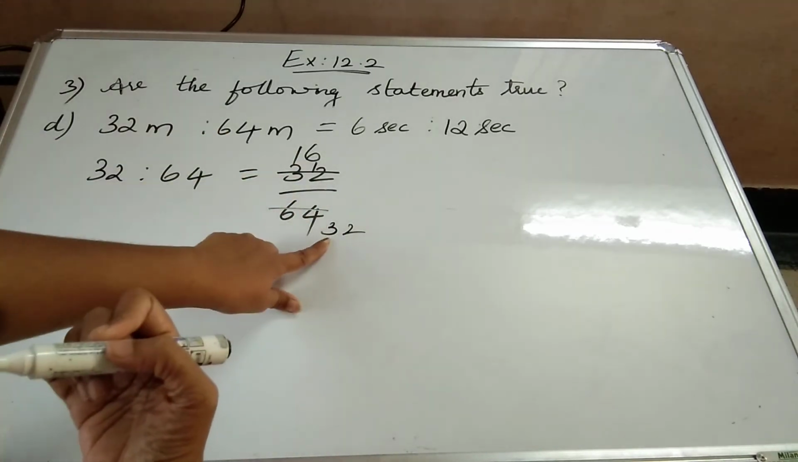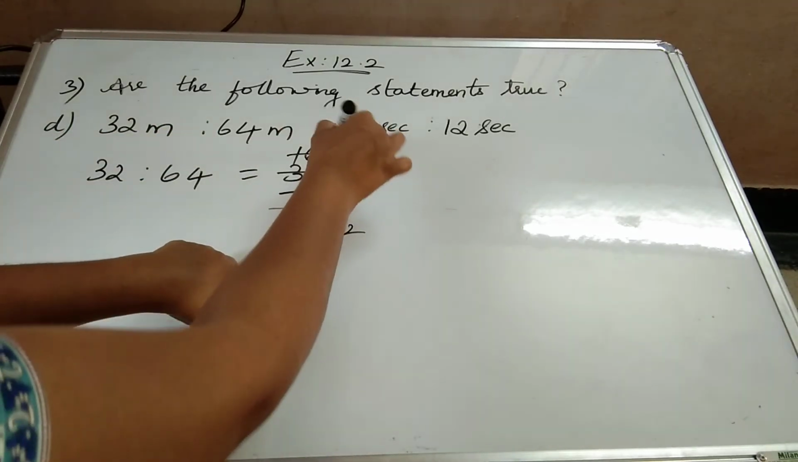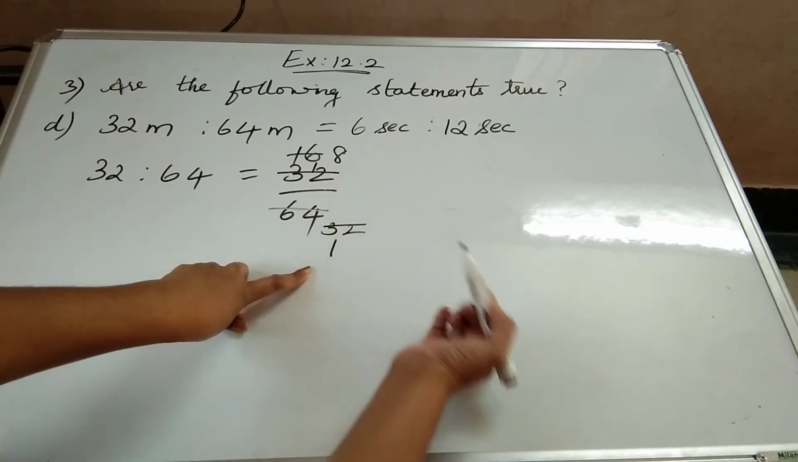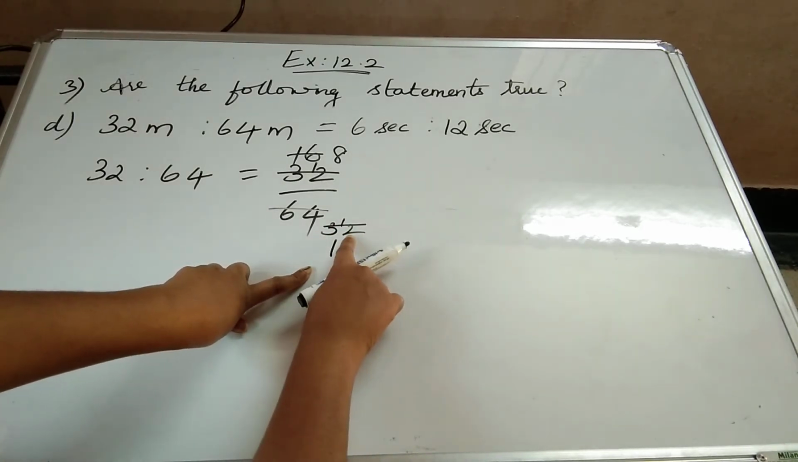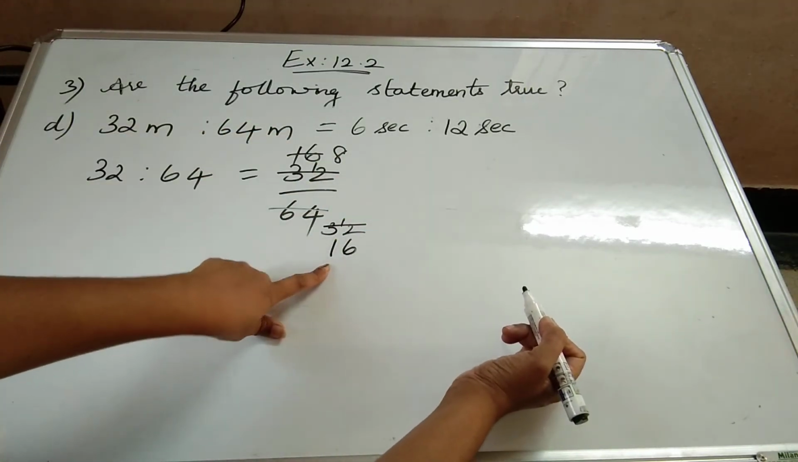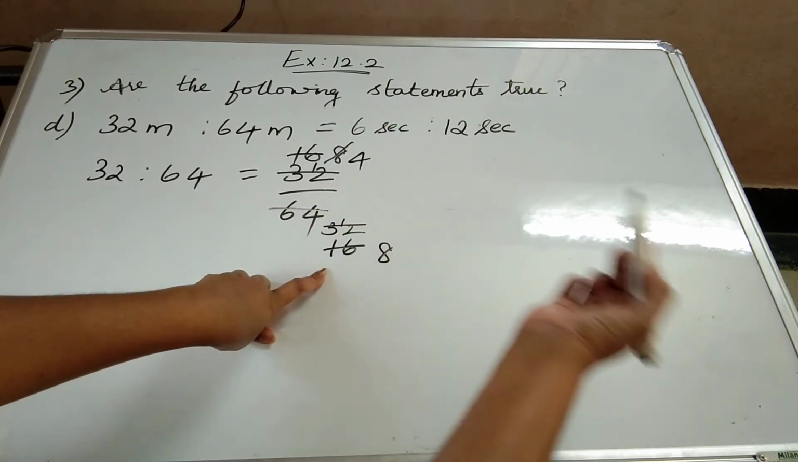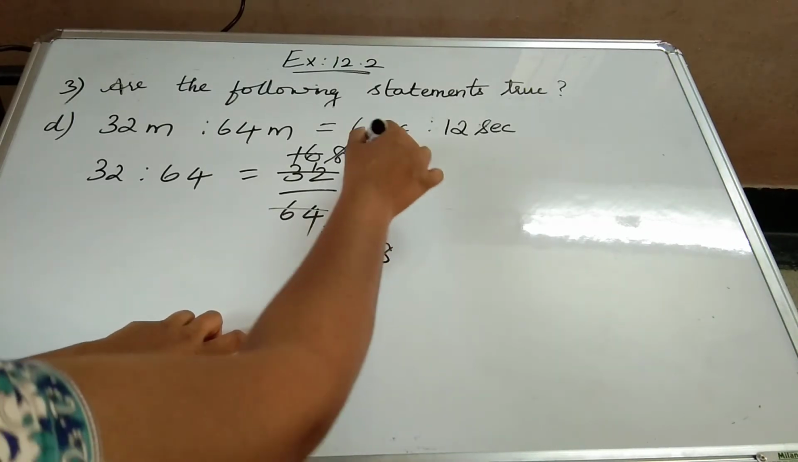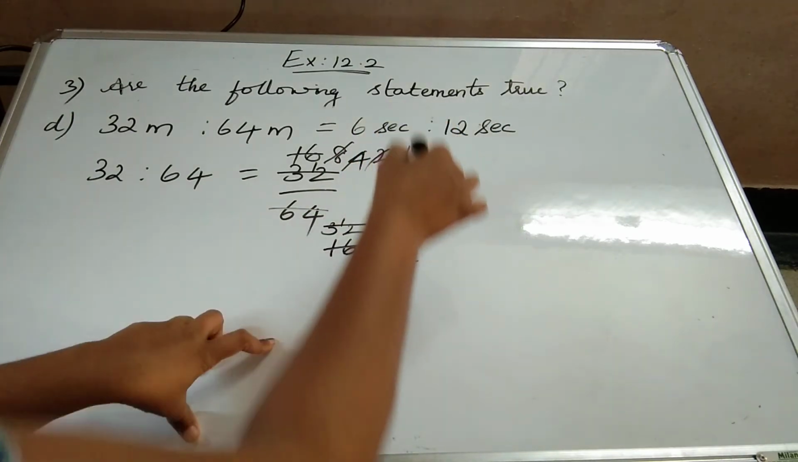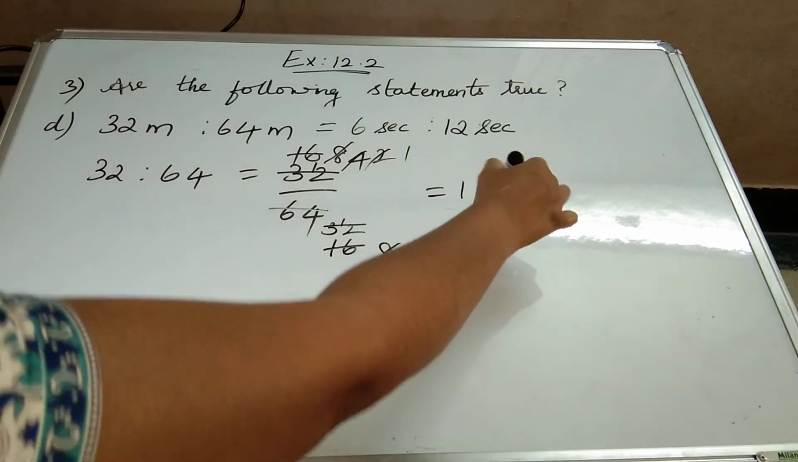So 16 divided by 32. Again 2 table. 2 8s are 16. So 32, 2 1s are 2, 1 is remaining. So this number is 12. 2 6s are 12. Now 8 and 16. Again 2 table. 2 4s are 8, 2 8s are 16. Again 4 and 8, 2 table. 2 2s are 4, 2 4s are 8. Again 2 table. 2 1s are 2, 2 2s are 4. So 1 divided by 2. So the ratio is 1 is to 2.